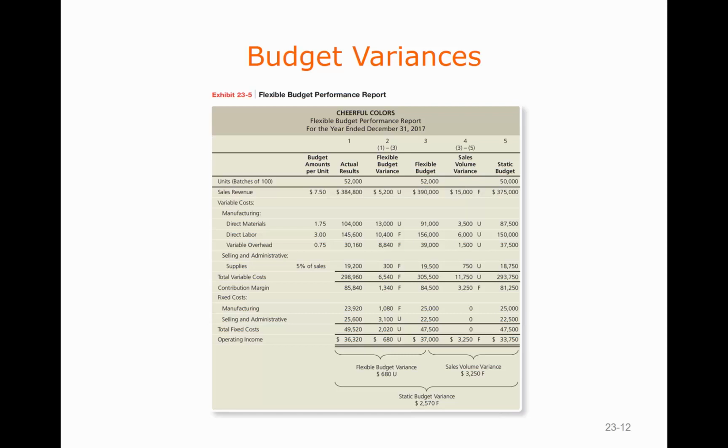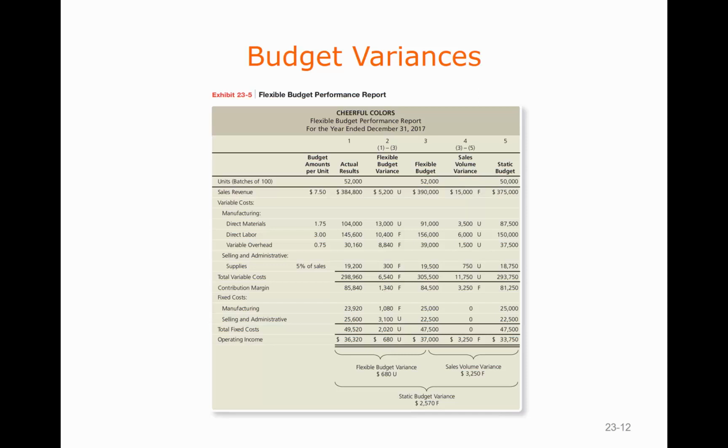In the fifth column, we have the static budget. That was just the budget that was the best estimate of the managerial accountants before the period began as to how much stuff we're going to sell, 50,000, and then the revenue and expenses based upon that. The difference between our flexible budget and our static budget is called sales volume variance, because the only thing that should account for differences between those budgets is the sales volume. Okay?